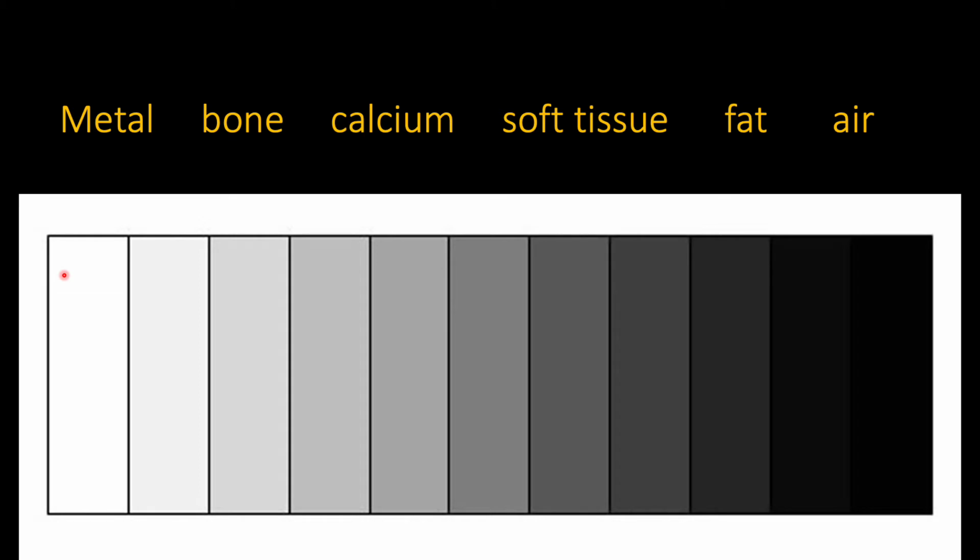It's a density that people are not born with, but metal is actually inserted into the body, and you can see that in surgical materials such as suture material or an arthroplasty or a nail, and also any kind of foreign body that people, for example, may have swallowed or ingested. That's going to be very white.